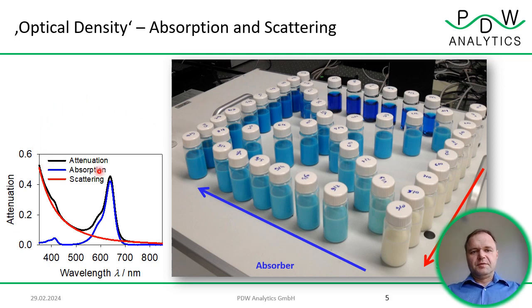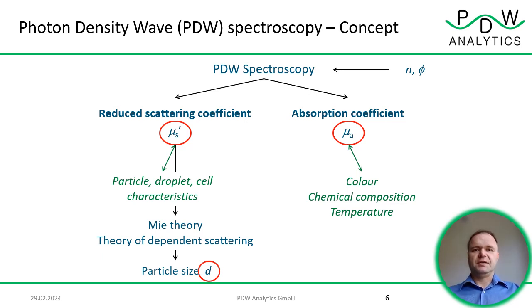So if you would measure attenuation with a normal conventional spectrometer, what you would get as a response is the black line, which is actually a sum of the scattering properties shown in red and the absorption properties shown in blue. So if you want to do quantitative spectroscopy in such systems, you need somehow to discriminate between scattering and absorption. And this is the main benefit of PDW spectroscopy.